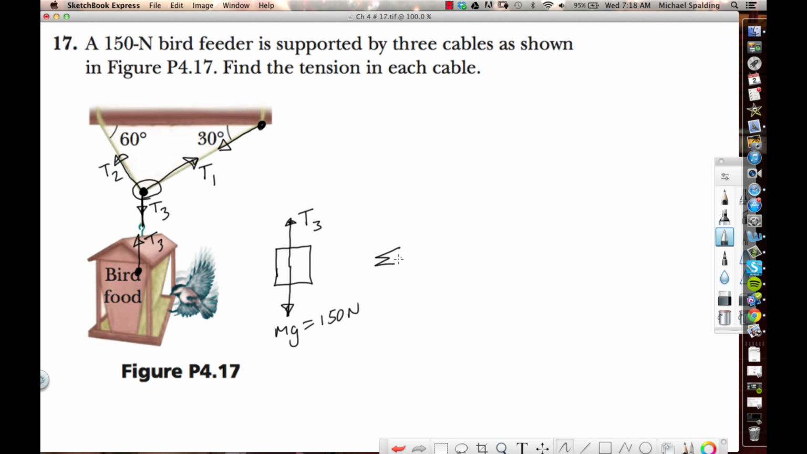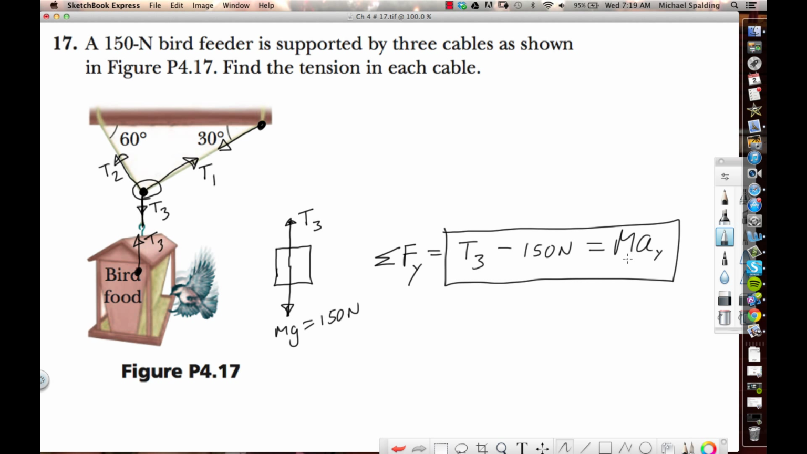So when you sum these forces for the bird feeder, in the y direction, we have T3 up and then 150 down. What is the sum of the forces always equal to? ma. Well, that's a y acceleration. So what's the acceleration of the bird feeder? 0. So what must T3 be equal to? 150. So we found one of the tensions. We found T3 equal to 150.